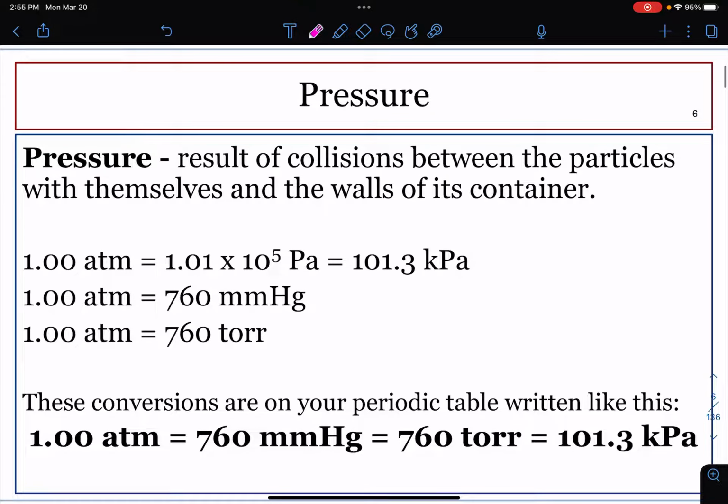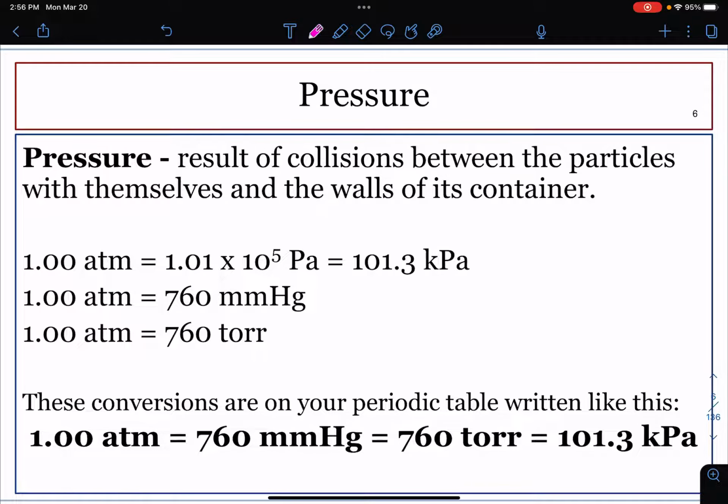Let's look at pressure a little bit more. Pressure is the result of the collisions between the particles themselves and then also between the particles and the walls of the container. If there are more collisions happening within our container, then that means the system has a higher pressure. If there are a lower amount of collisions, then that is a lower amount of pressure.